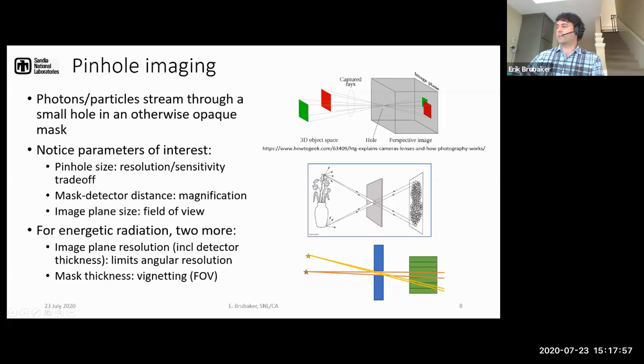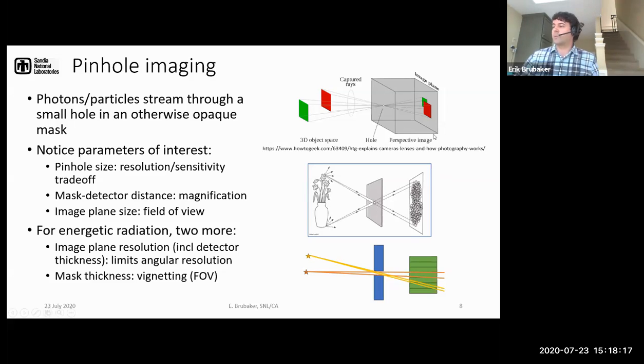But as you can see depicted here, you lose some resolution because the particles coming from a given point in the scene now impinge on a larger region of the spatially sensitive detector.